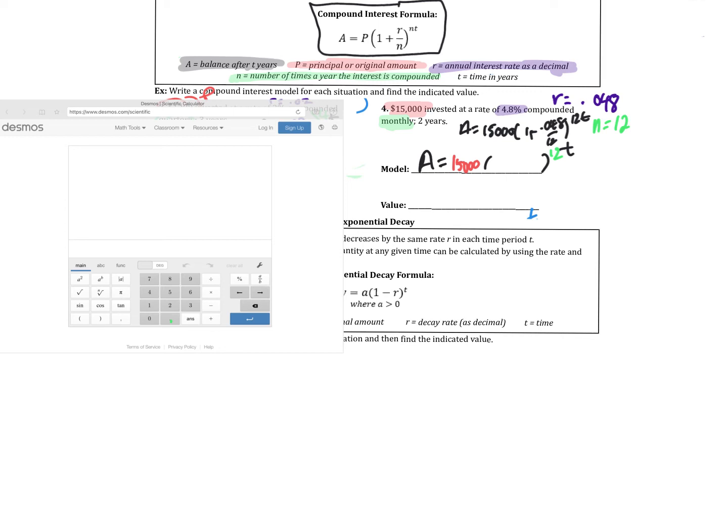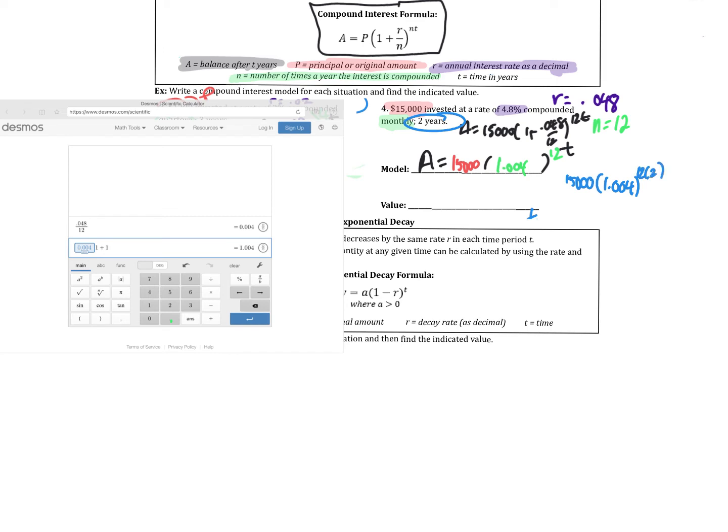And that is what's going to go inside here, 1.004. Then it's asking us to find the particular value after 2 years, which means we're going to plug 2 in, 15,000 times 1.004 to the power of 12 times 2, so to the power of 24. So I'm going to go back to my calculator.